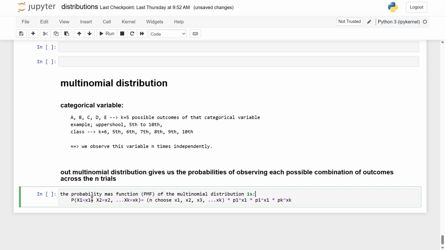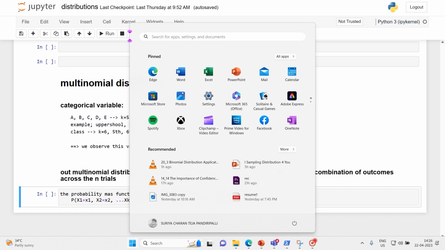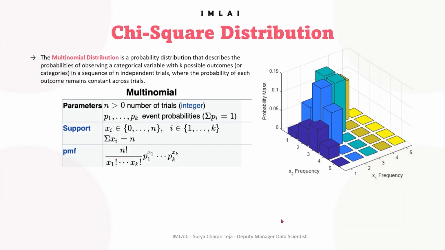Here X1, X2, and Xk represent the number of times each of the k outcomes is observed, and n is the total number of trials. p1, p2, and so on, pk are the probabilities of observing outcomes 1, 2, and so on up to k respectively, and n choose x1, x2, and so on up to xk is the multinomial coefficient. We know what n choose x1 and x2 is. Let me show that here. Just look into this formula from here. Parameters: n greater than 0, that's the number of trials.